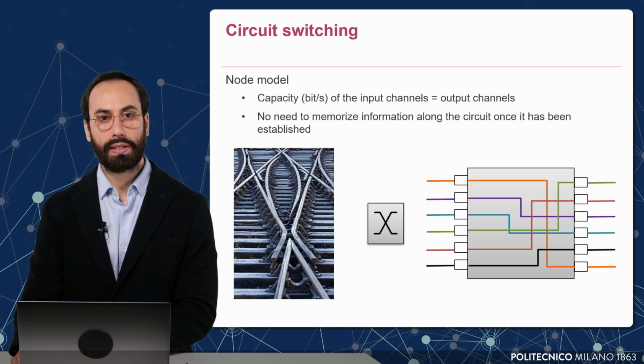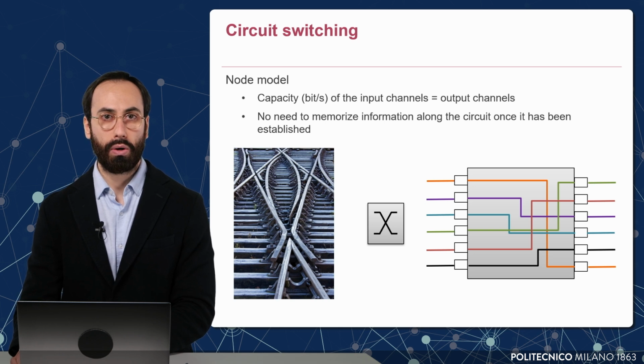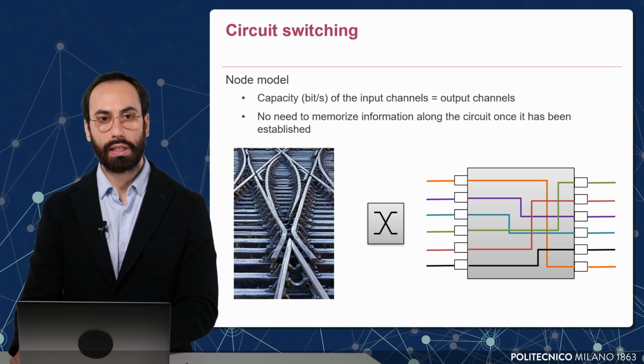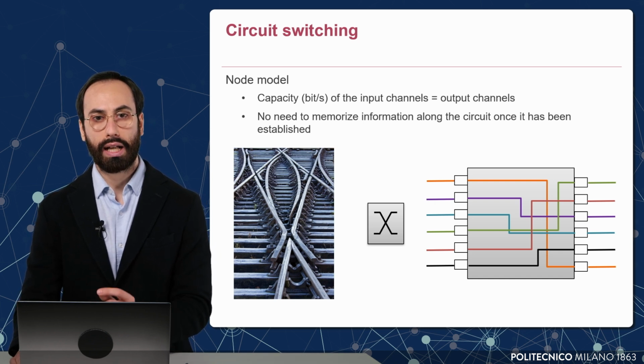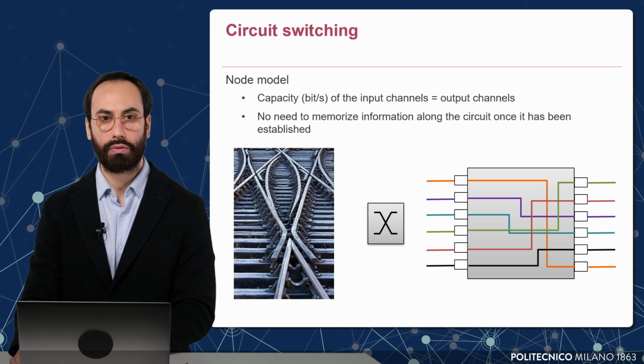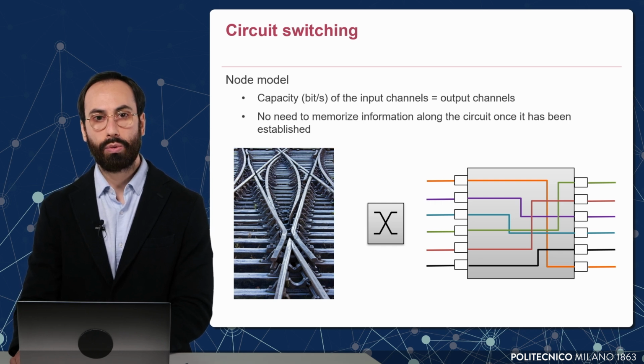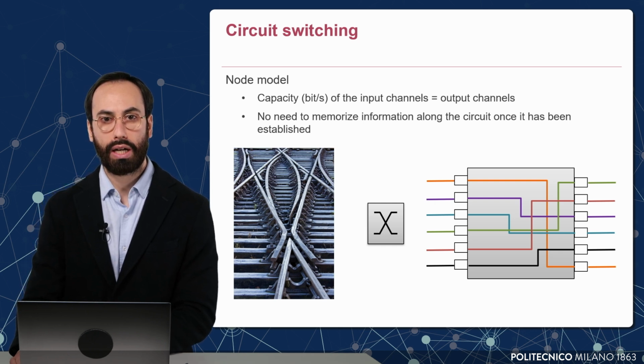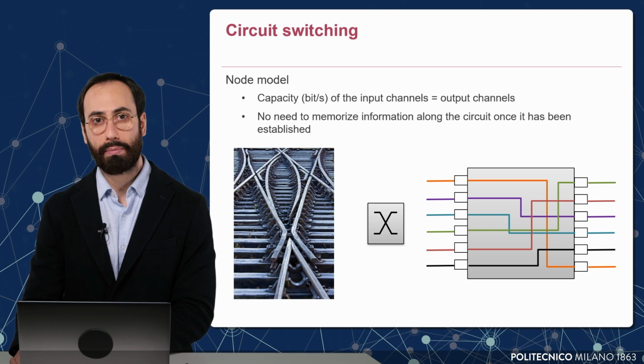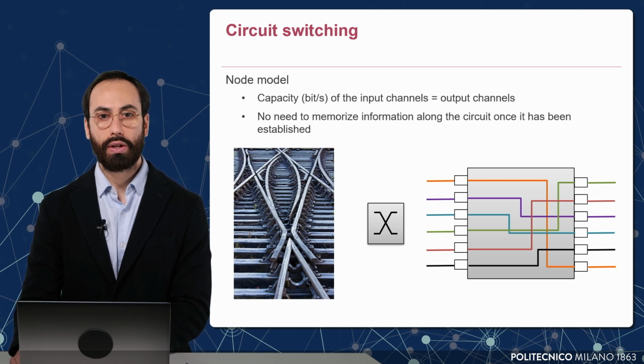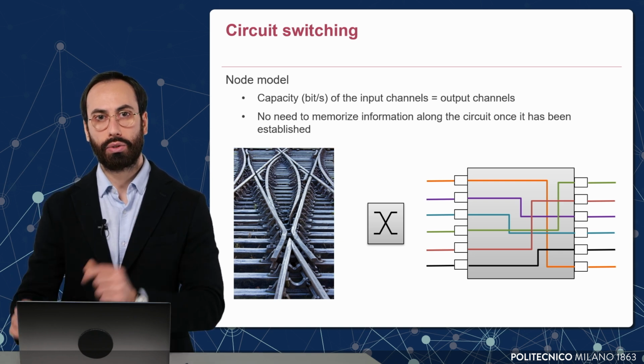Now, if we look inside a node, so if we want to model the circuit switching node, we can see that the capacity of the input channels is equal to the capacity of the output channel in terms of bits per second. So in this case, we don't need to memorize information along the circuit once it has been established, because the input is directly connected to the output.